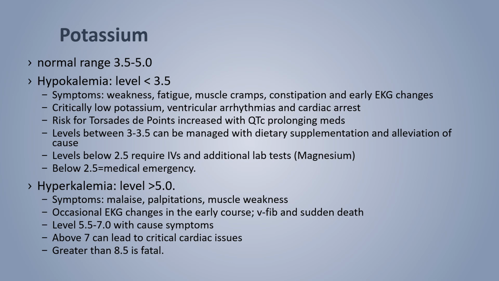Levels of 5.5 to 7 are where we're going to start seeing those symptoms. And then anything over 7 is where we're probably going to start seeing VFib and things like that. And then at a potassium level of 8.5, that's a fatal level.